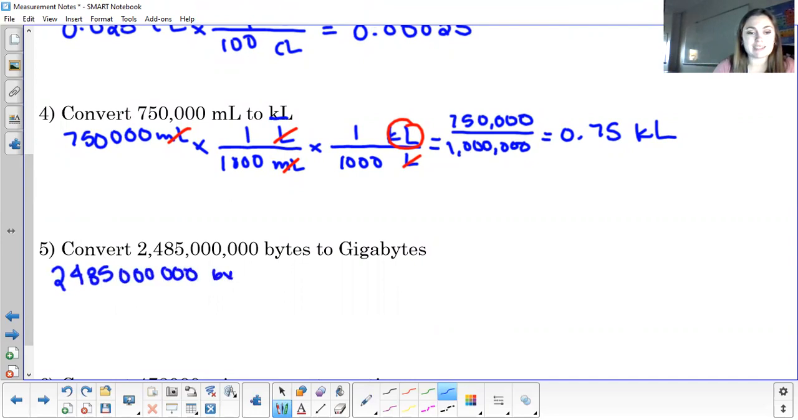bytes. Bytes like data bytes, not B-I-T-E-S, like mosquito bites. This would be a lot of mosquito bites. Can you imagine? Oh my gosh.